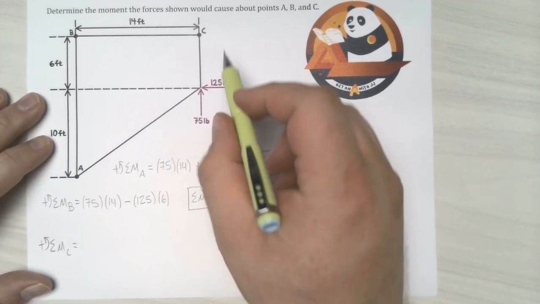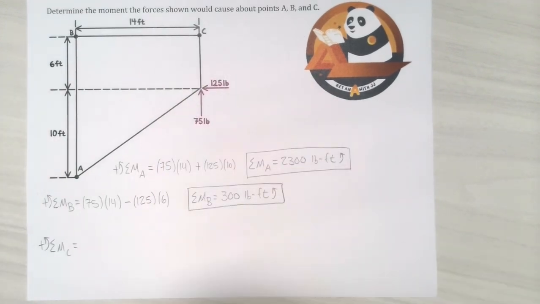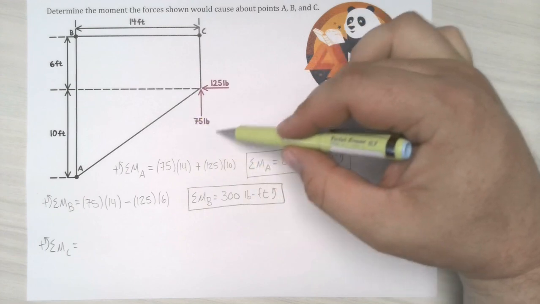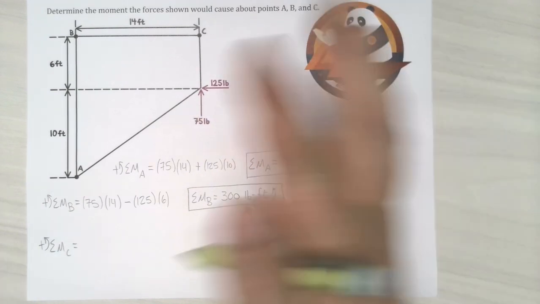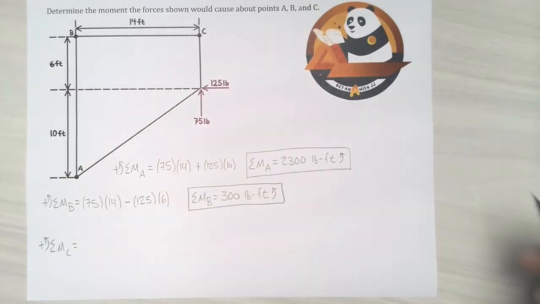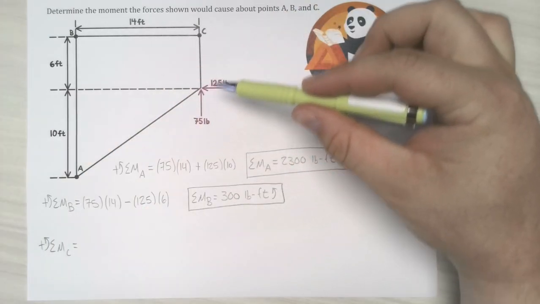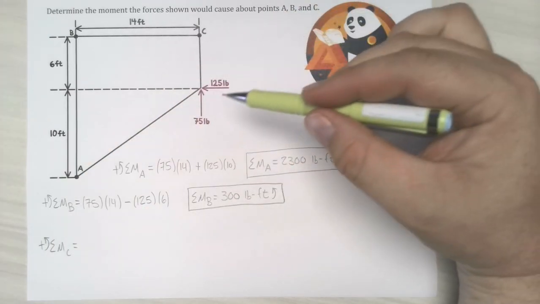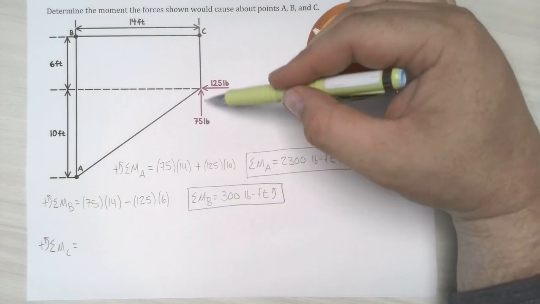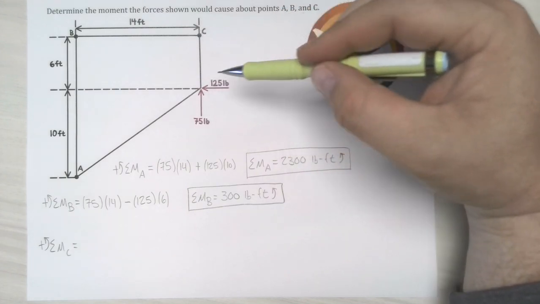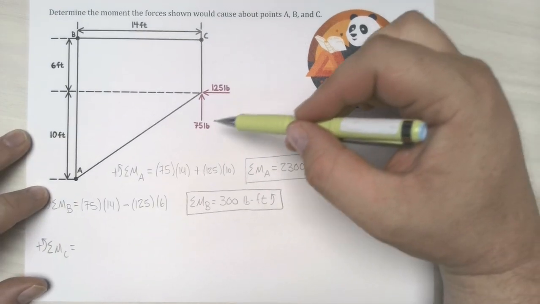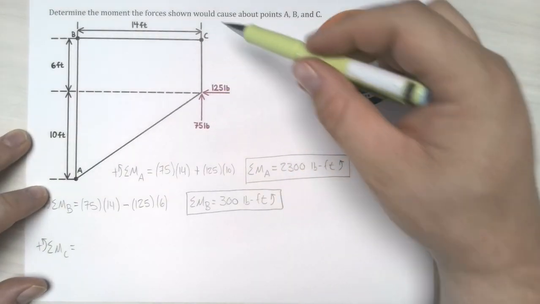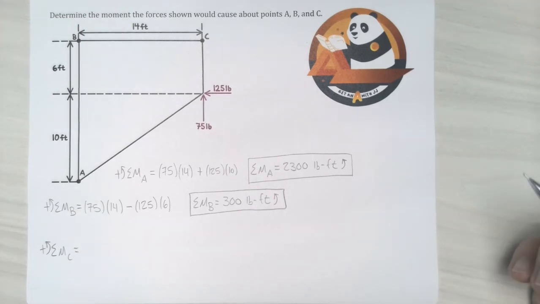So 75 times my distance of 0 gets me 0. This 75-pound force won't cause any moment about point C. So we're just going to leave it off of our equation. There's no need for us to even include it in here. 75 times 0, just skip it. Anytime our force's line of action passes through a point, we should be able to say it's going to cause no moment about that point. Here, that's the y component passes through point C, so we don't need to include the y component in here.